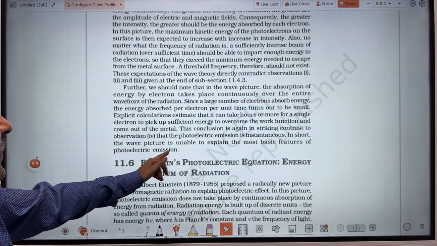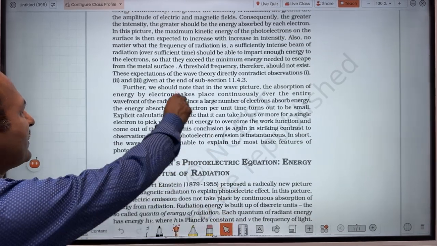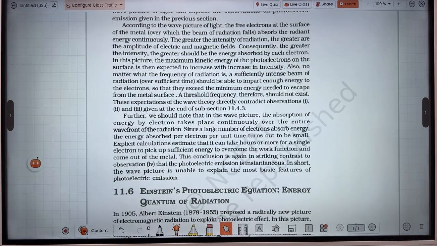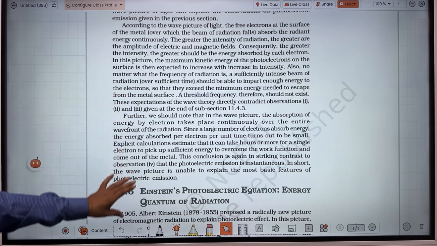In short, the wave picture is unable to explain the most basic features of the photoelectric emission. So this question is generally asked: why can't the wave picture explain the photoelectric effect? So the reason is obvious. You have to find out. There are 3 points.